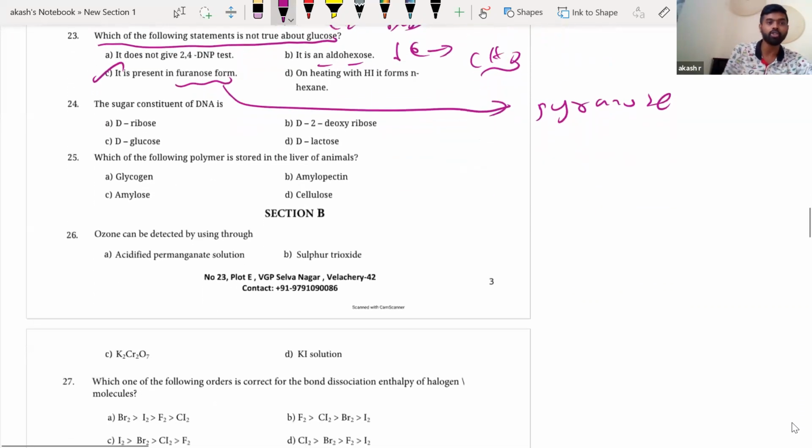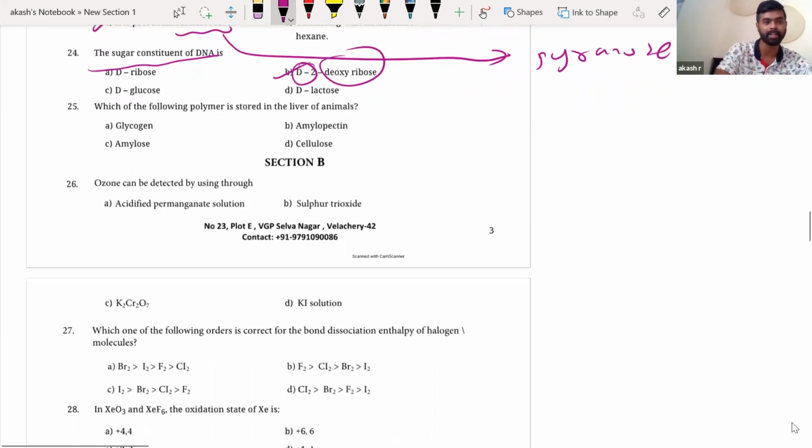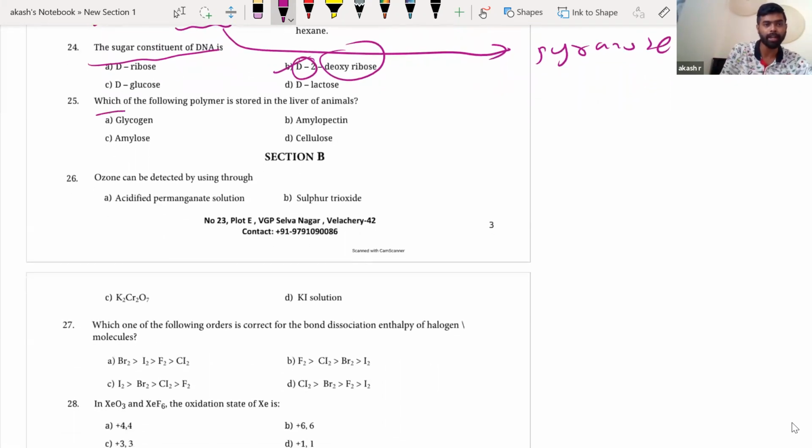Okay, next. The sugar constituent of DNA. Quick, what is the answer? Deoxyribose. You forget about the D and all. Deoxyribose is the answer. For RNA, it is ribose. Very simple.